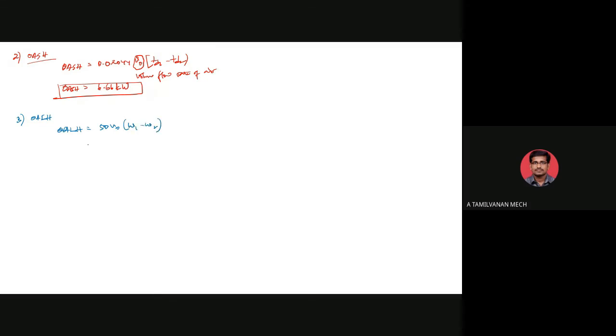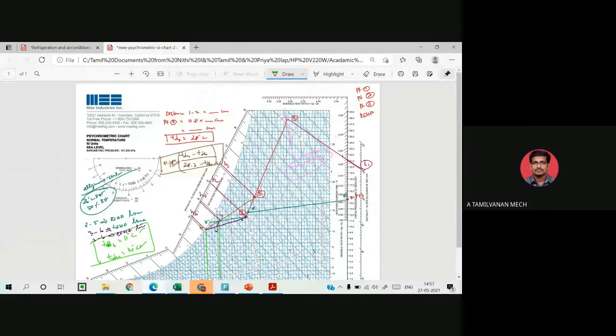So where do we find omega 1 and omega 2? From the psychrometric chart. On point number 1, you draw the straight line, which is nothing but omega 1. On point number 2, you draw the straight line, which is omega 2. So nearly, omega 1 may be 23 point something.